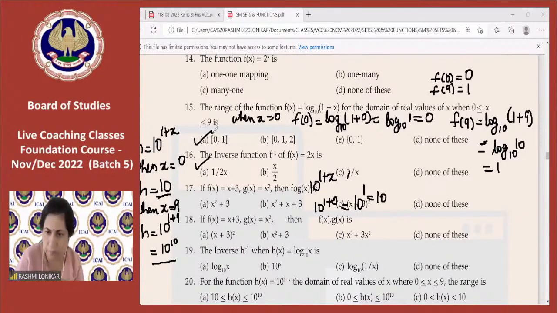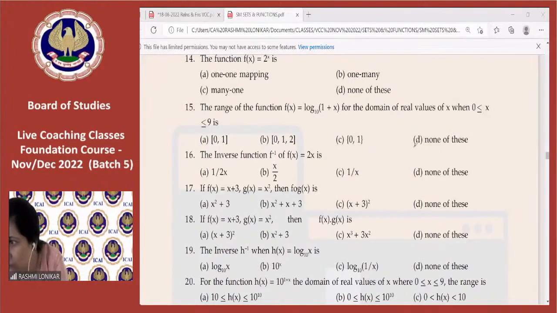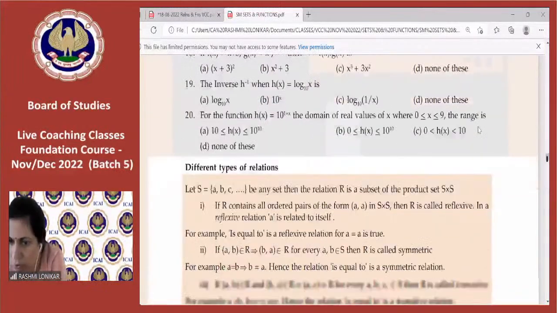Then is that clear? Yes, Pranita, Bhumika, Zeba, Harshita. Yes, Isha, we have taken the 20th sum also, right? We have already taken that. We have already done that.